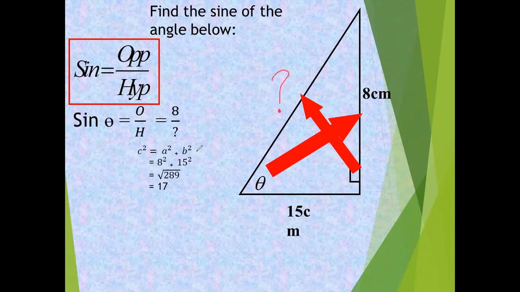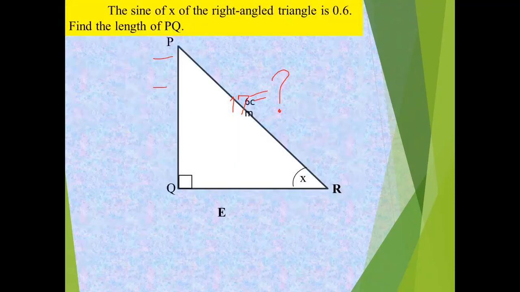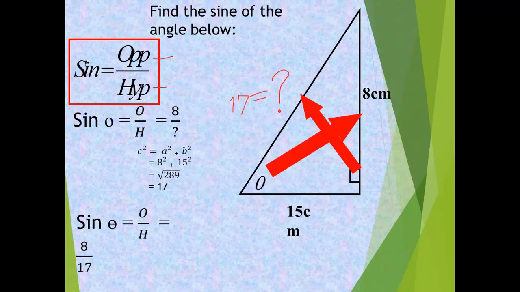So using the Pythagoras theorem, we have c squared equals a squared plus b squared, and c equals the square root of 289, which equals 17. And since we have said that sine theta equals opposite over hypotenuse, you now have sine theta equals 8 over 17. Opposite over the hypotenuse. So it is equal to 8 over 17. All right, so that is sine of theta.